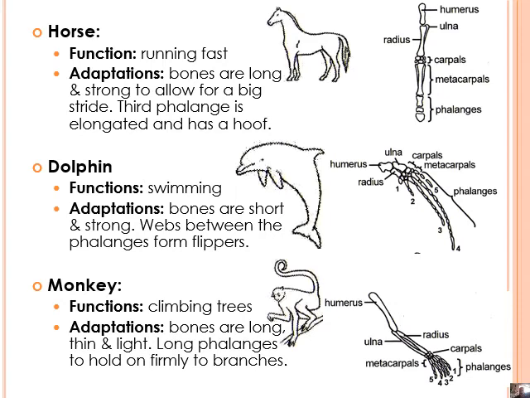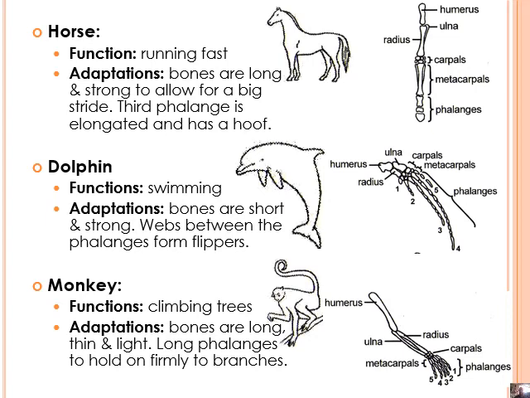Then we have the dolphin. Its function is swimming. Adaptations of the bones are short and strong, and the webs between the phalanges form flippers. Okay, so it's very much like the bat, but what you notice is that the humerus, radius, and ulna are all extremely flat, extremely thick, and they sort of come together to almost create one bone. The carpals are extremely reduced. The metacarpals are slightly elongated in the phalanges. And you'll notice that they're so interspaced that it actually creates this long flipper-like structure.